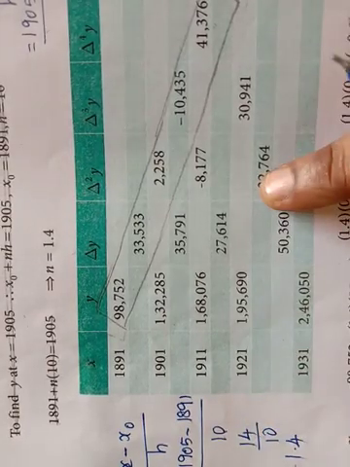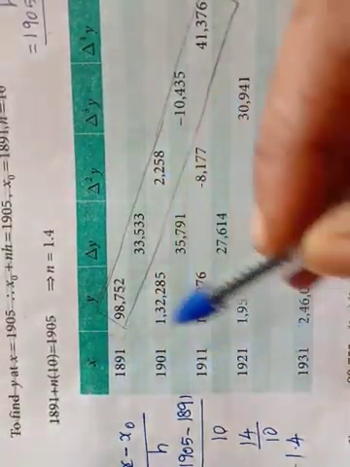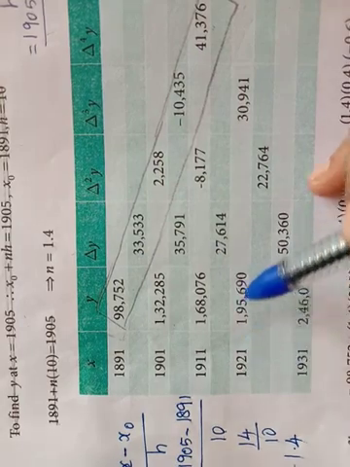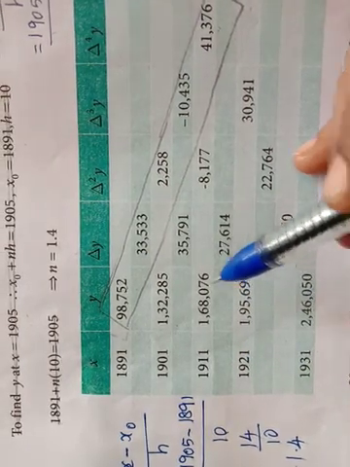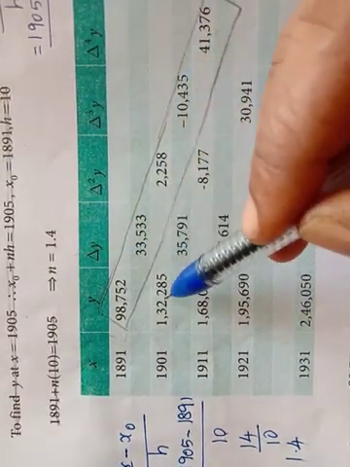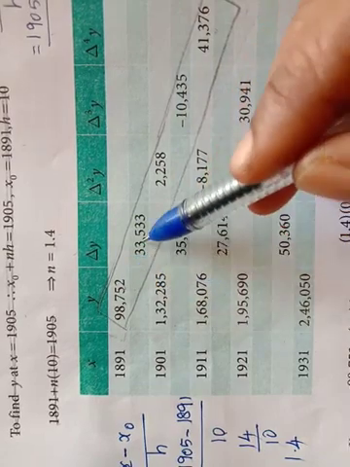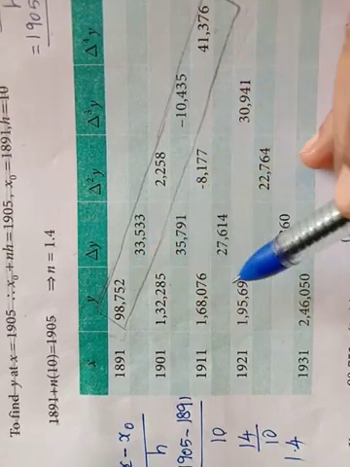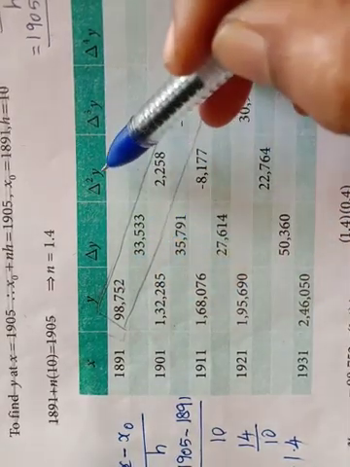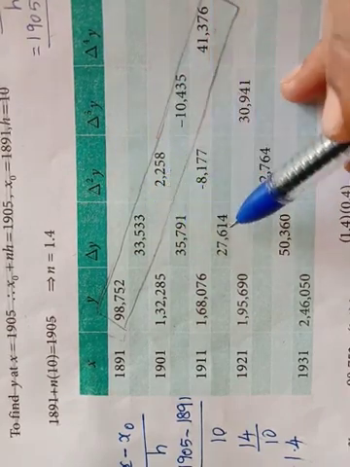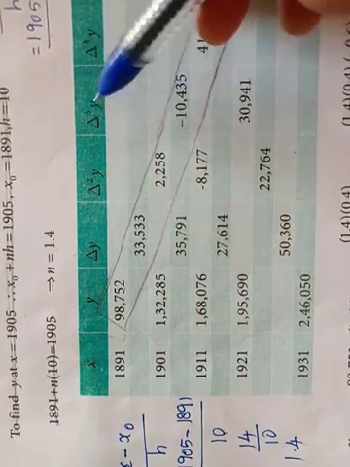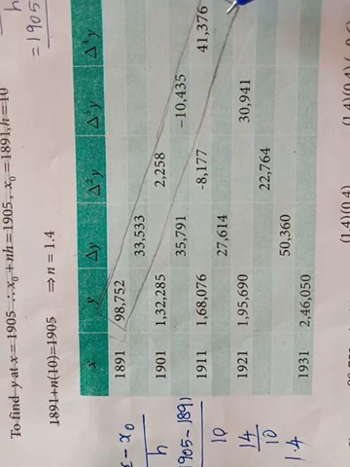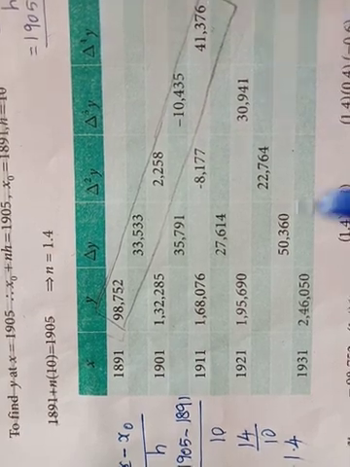After that you prepare the tabular column. The x value and y value, these two values given in the question, you have to write. Then del y: you subtract these two values and you will get this value. Then del square means subtracting these two values, you will get this value. Then del cube and del power 4. Till there you can stop.